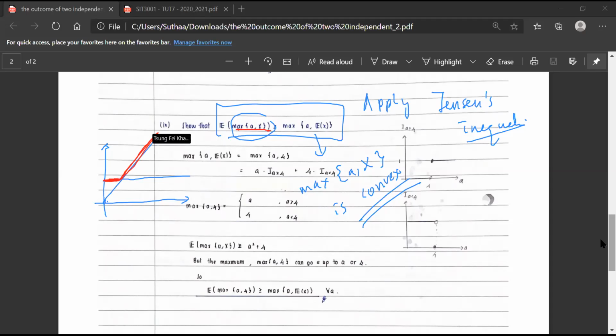Okay. And this function is basically a convex function, right? Because you can draw any line across it, and you'll find that the curve here is below the straight line. Okay, so this is a case of a convex function. So you can just invoke Jensen's inequality, all right?